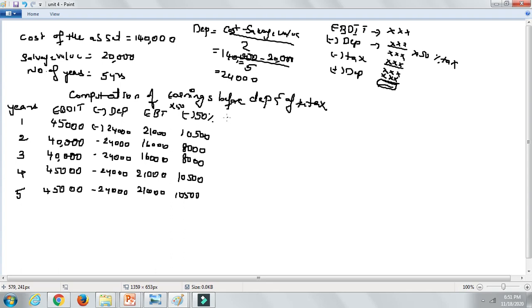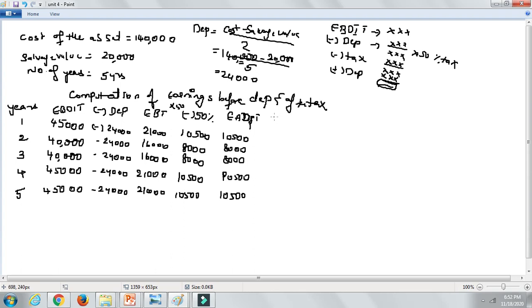Now we deduct the tax, and we get EAT, earning after depreciation and tax. So 21,000 minus 10,500 is 10,500. 16,000 minus 8,000 is 8,000. Next 8,000. Next 10,500. Next 10,500. Since we are deducting 50%, the tax and the remaining value are the same.